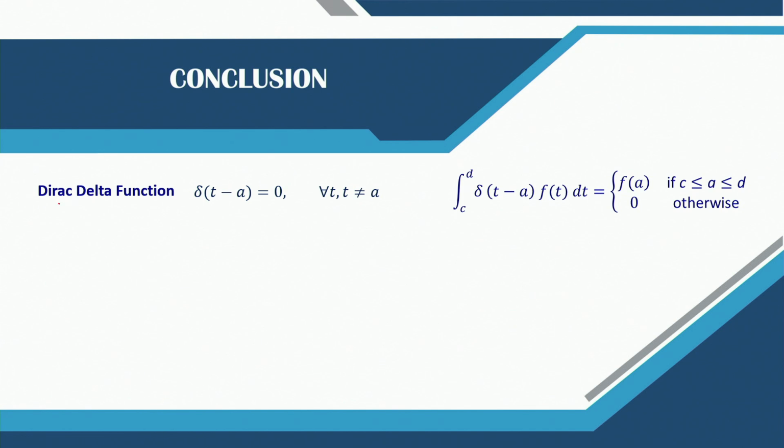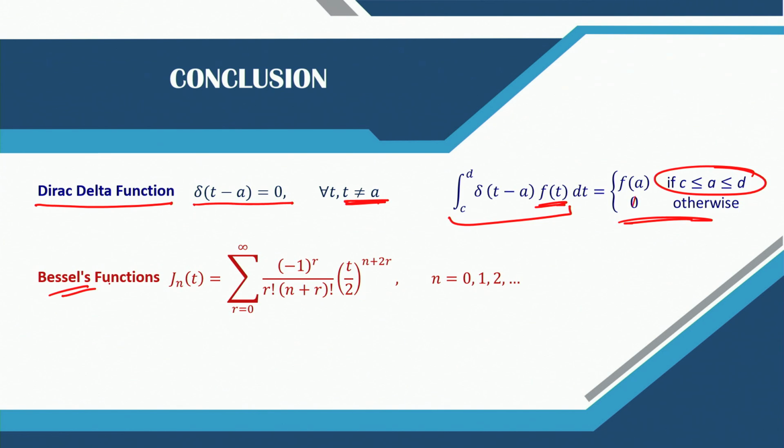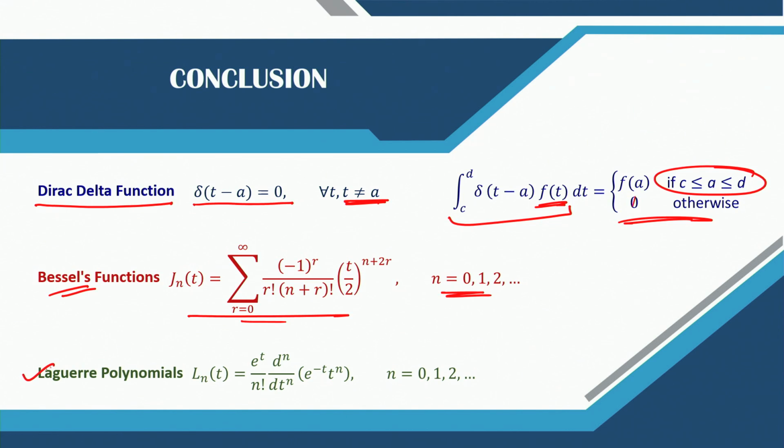Just to conclude, in this lecture we have considered the Dirac delta function, which was defined such that delta(t - a) is equal to 0 whenever t is not equal to a, and the integral of delta(t - a) f(t) dt is always equal to f(a) if a lies between c and d, otherwise it is 0. The Bessel's function we have discussed, and we have computed its Laplace transform for the case when j is 0 and 1. We have also discussed the Laguerre polynomial L_n(t). Here also we have computed its Laplace transform for the general case.